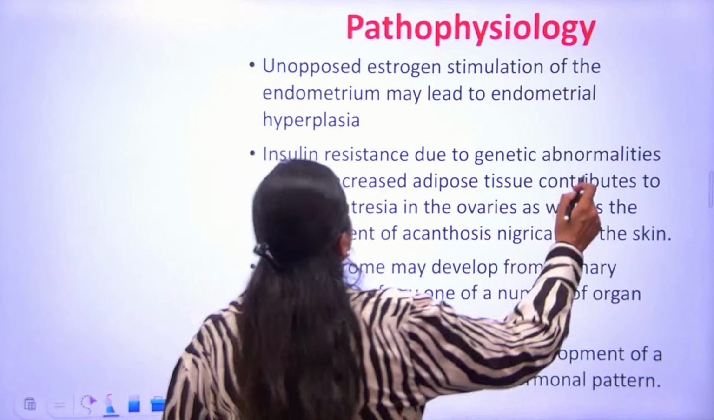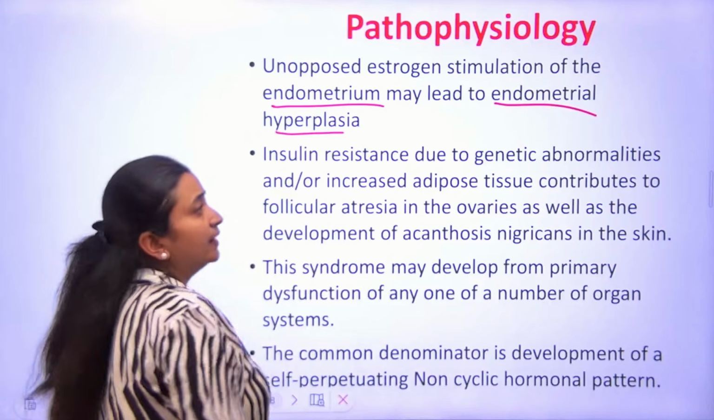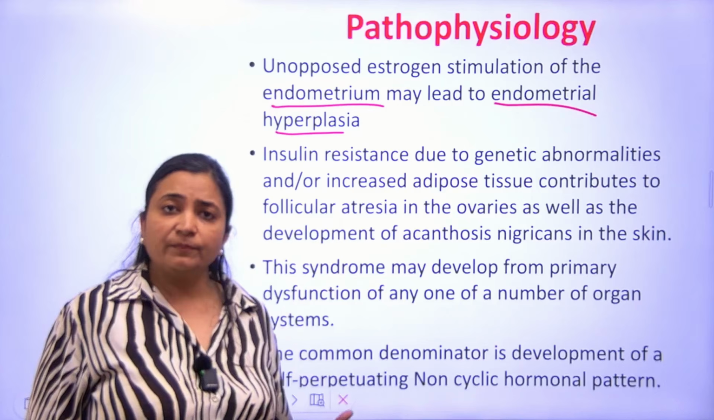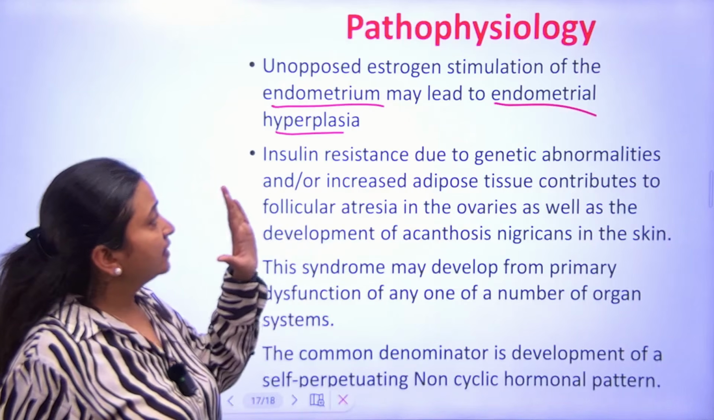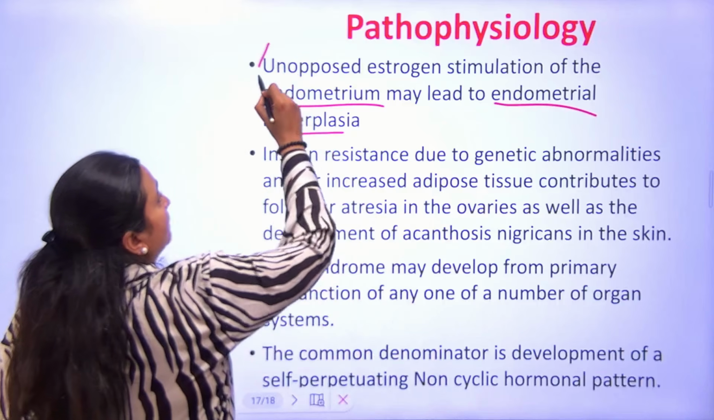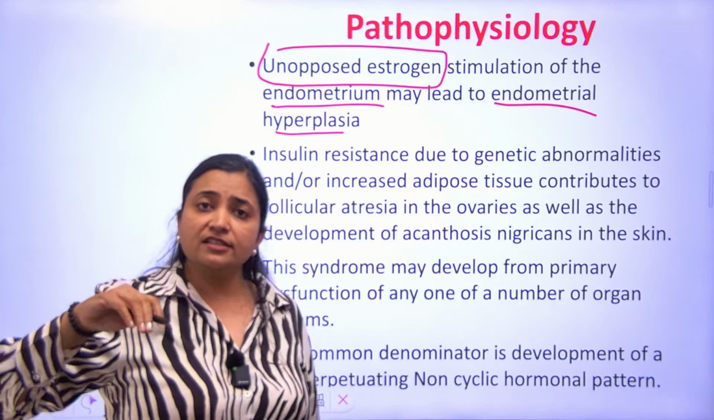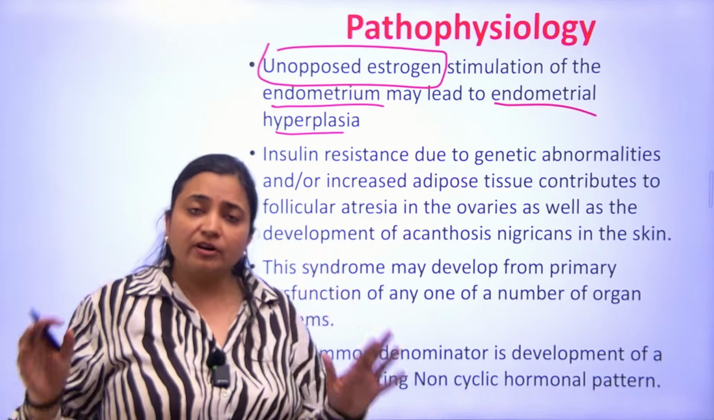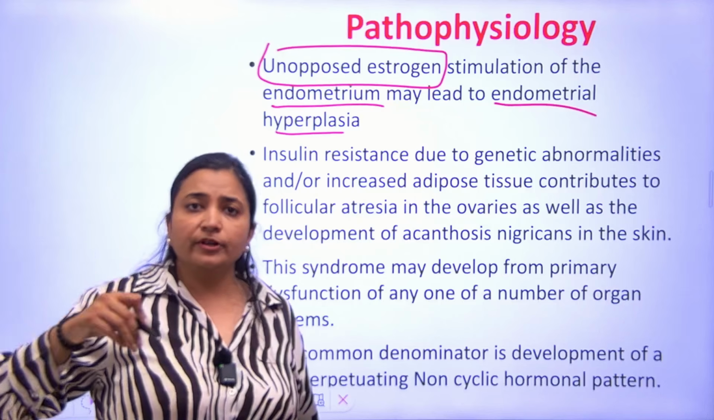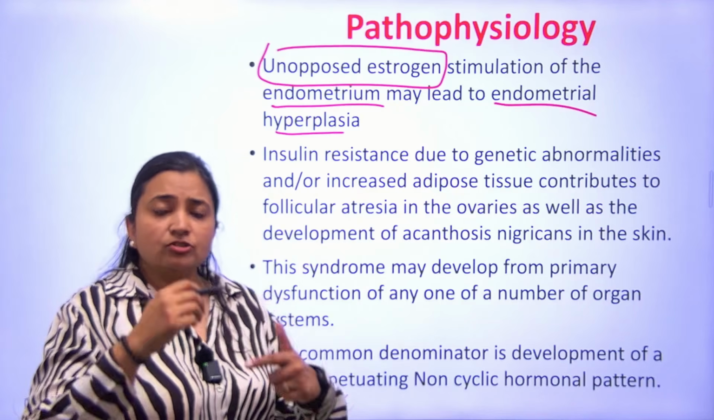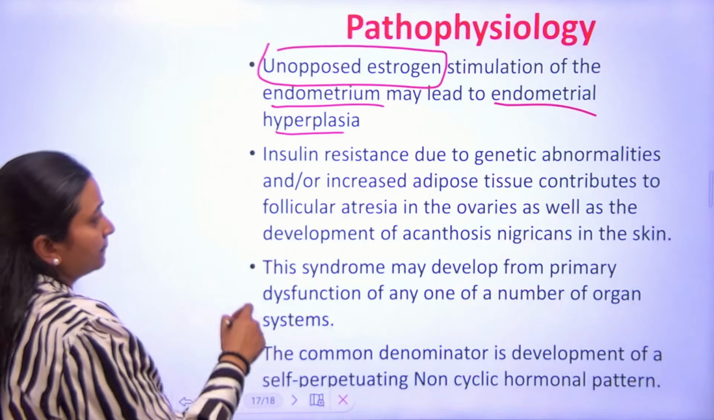Unopposed estrogen stimulation of the endometrium leads to endometrial hyperplasia. In my talk on postmenopausal bleeding PV as well as endometrial hyperplasia, we have studied that it is always the unopposed estrogen where there is no progesterone. As we have seen, there is anovulation. So if you remember our menstrual cycle, if there is no ovulation, there is no corpus luteum, there is no progesterone in the body. Estrogen keeps on working on the endometrium and then there is endometrial hyperplasia.